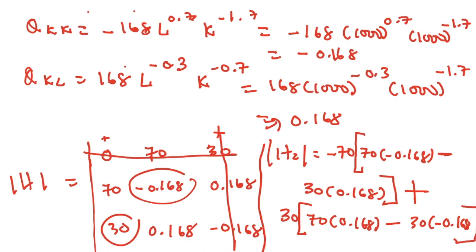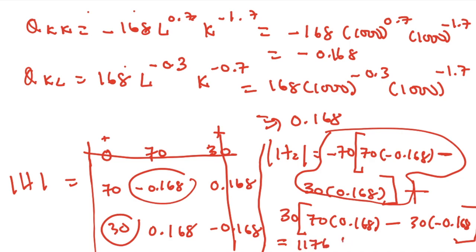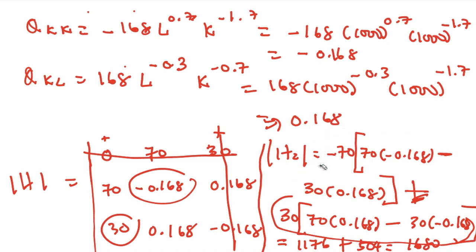When you solve it, you're gonna get, for the first bit here, you're gonna get this 1176 plus, because we have plus here. For the second bit here, you're gonna get 504 equals to 1680. That's the answer. Let me erase the mess so that you can see clearly.